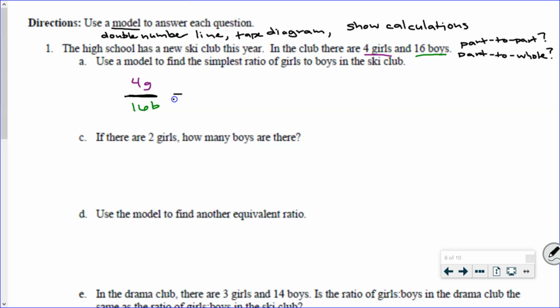Now in our last video, when we looked for the simplest ratio, I asked the question, is there a number that I can divide both 4 and 16 by? Think about that. Is there a number that I can divide 4 by and that I can divide 16 by? Have a few hands going up. Activate those brains. What is that number? Jessica. What is it?